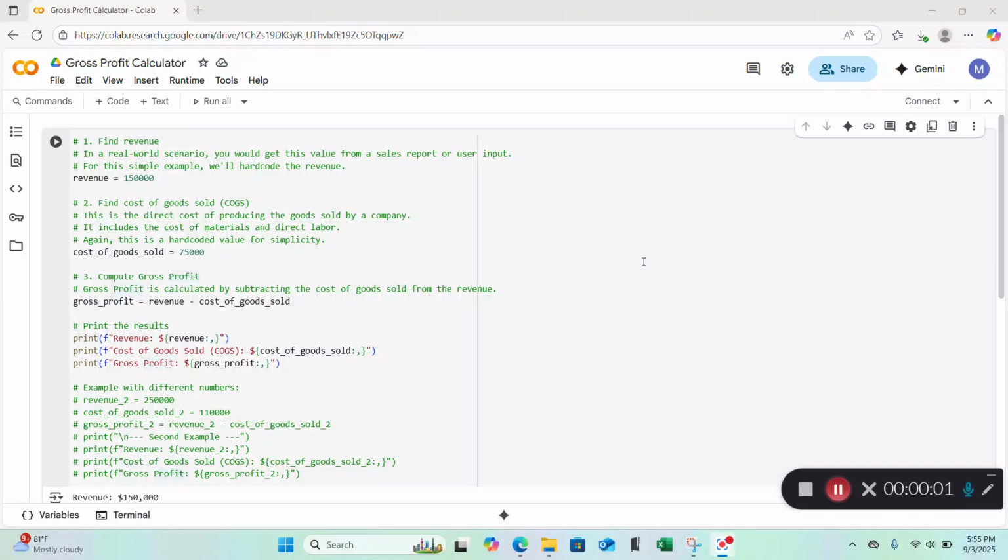For the gross profit calculator that we had done in class, I'm going to walk through exactly how this works and how this can be used for a business. Gross profit is just your revenue minus your cost of goods sold.